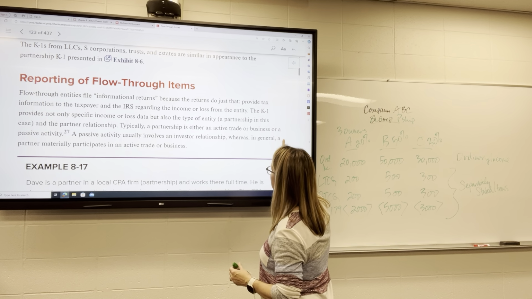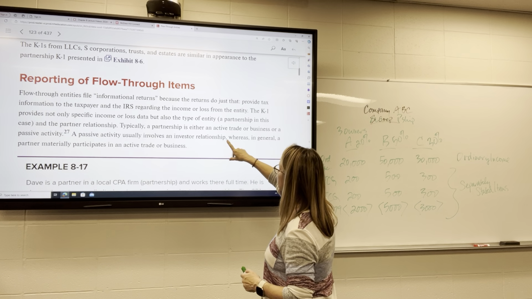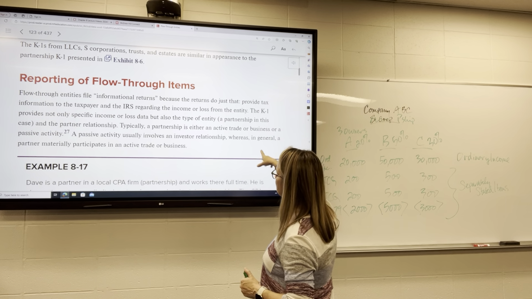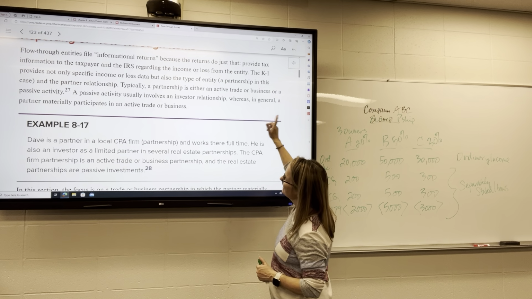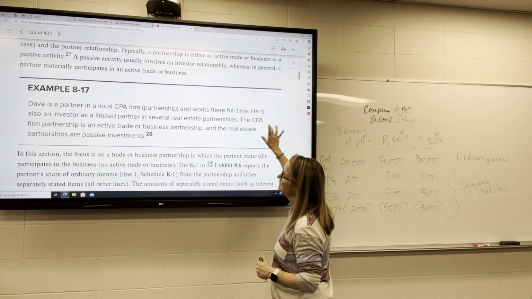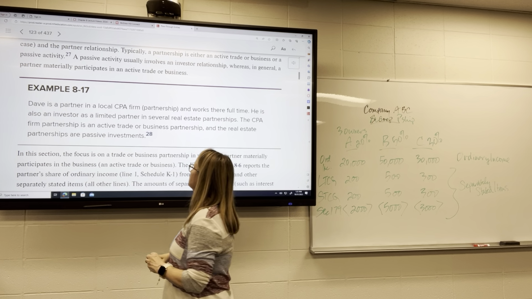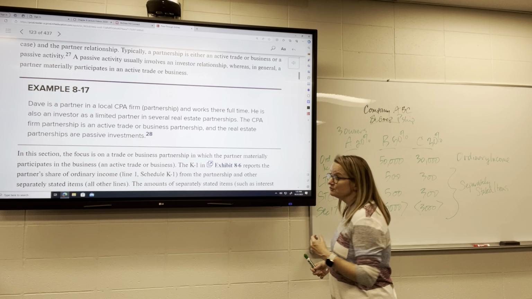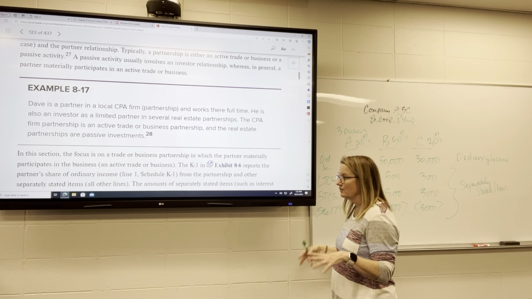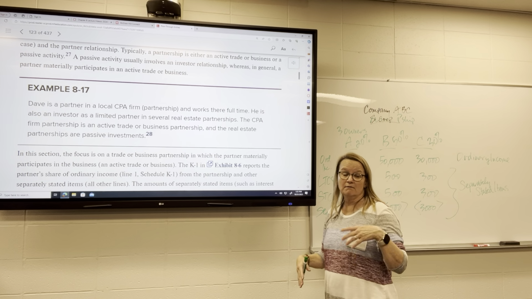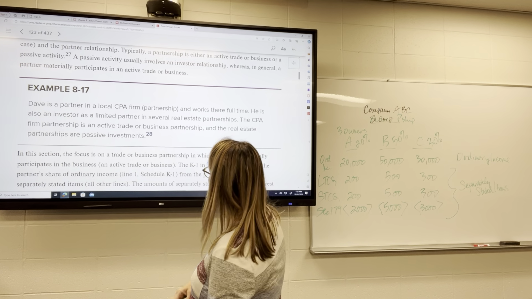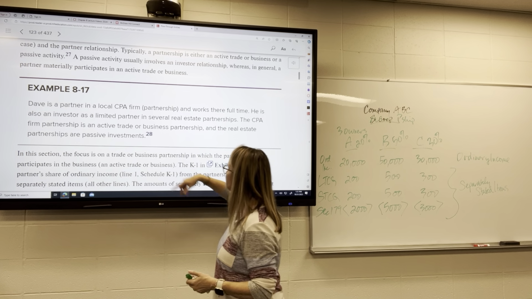Let's see, what else do I want to say here? As I mentioned here, typically a partnership is either an active trade or business or a passive activity. Passive activity usually involves an investor relationship, whereas a partner materially participates in an active trade or business. Example, Dave's a partner in a CPA firm. He works there full time. He's also a partner. So the income that he receives that is reported to him on the K-1 is going to be subject to self-employment tax because he is active in it. A CPA firm partnership is an active trade or business.